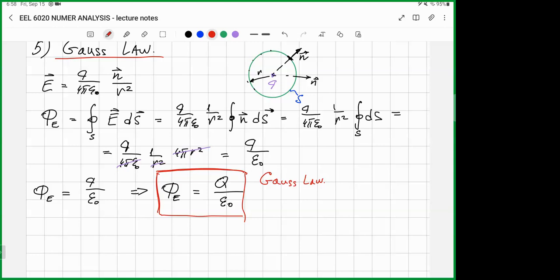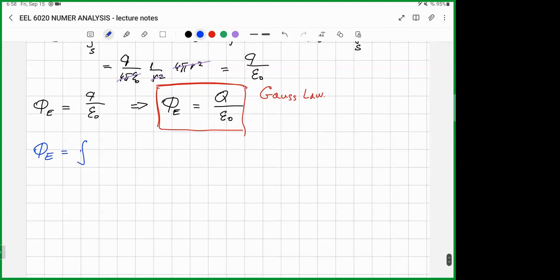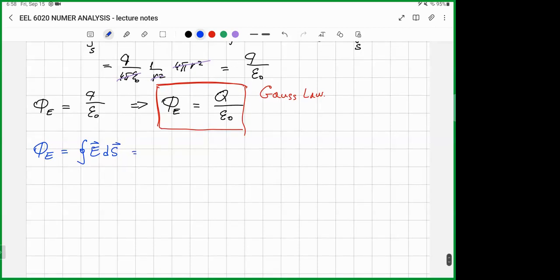On the other hand, by definition, the flux of electric field is an integral of electric field over the surface. And now I can use the divergence theorem to represent this surface integral as a volume integral of the divergence of electric field, so this is divergence of electric field dV. And we just obtain this formula here.